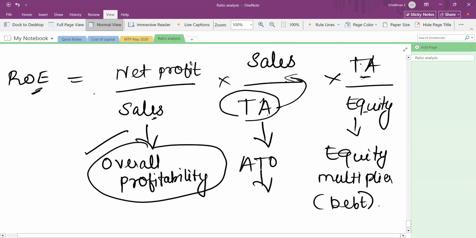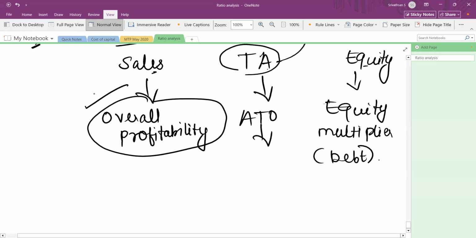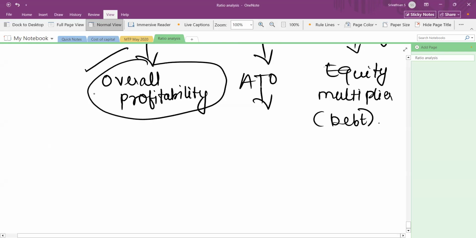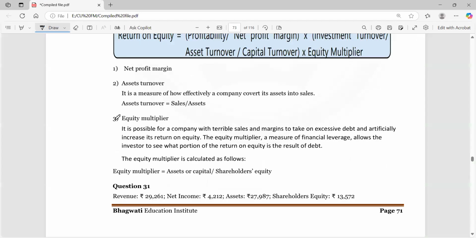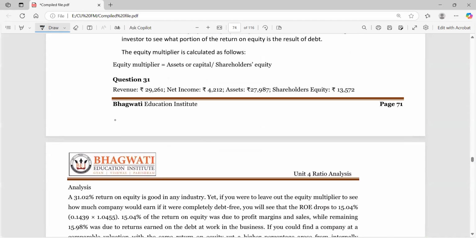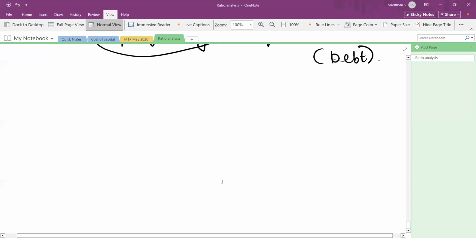Right? How it works, you will be able to understand much better only when we take a numerical example. So look at question number 31. We will solve it using the DuPont model. I will explain the DuPont model with this. This is a steady period question, so listen. Just apply the numbers in the formula. How much do we get? First, net profit. What is the net profit? 4326.